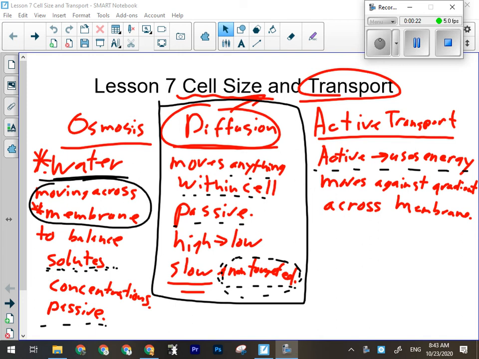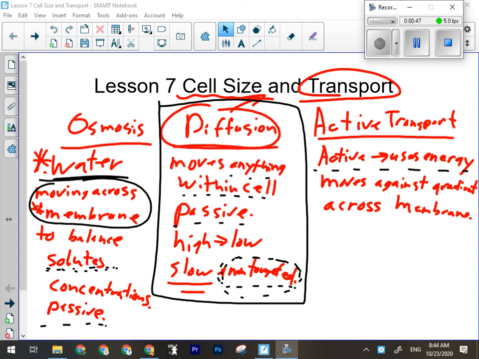It naturally moves all things from areas of high concentration to low concentration. That's what we call down the concentration gradient. And it will move anything through the cytoplasm of the cell. So that's the method of cell transport that we're focused on in this activity. The big issues with diffusion are that it is slow over large distances.